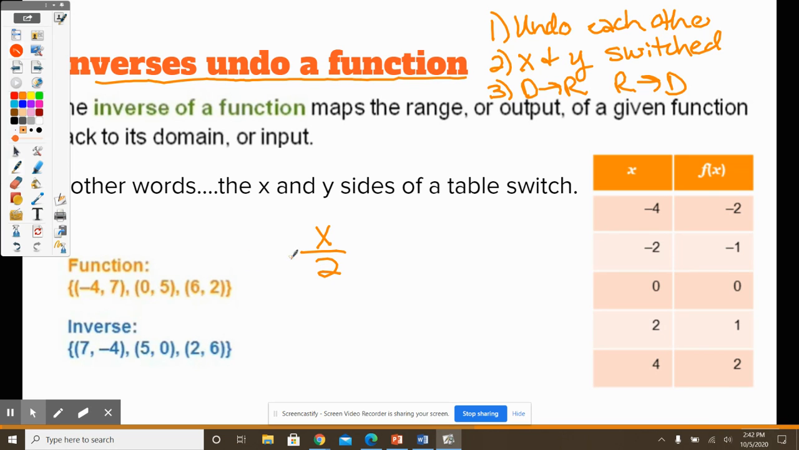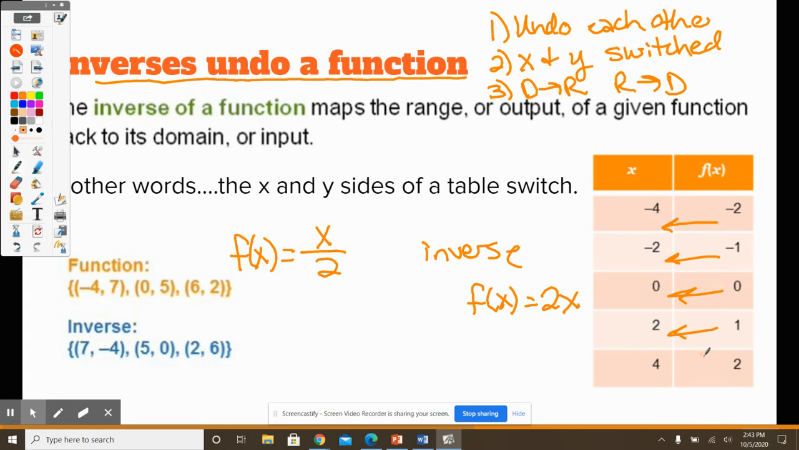If that is the function, how can I undo dividing? The inverse could be x times 2 or 2x. To undo dividing by 2, we could multiply by 2. And if you look, negative 2 times 2 times 2 times 2. You can find a rule for going the opposite direction.